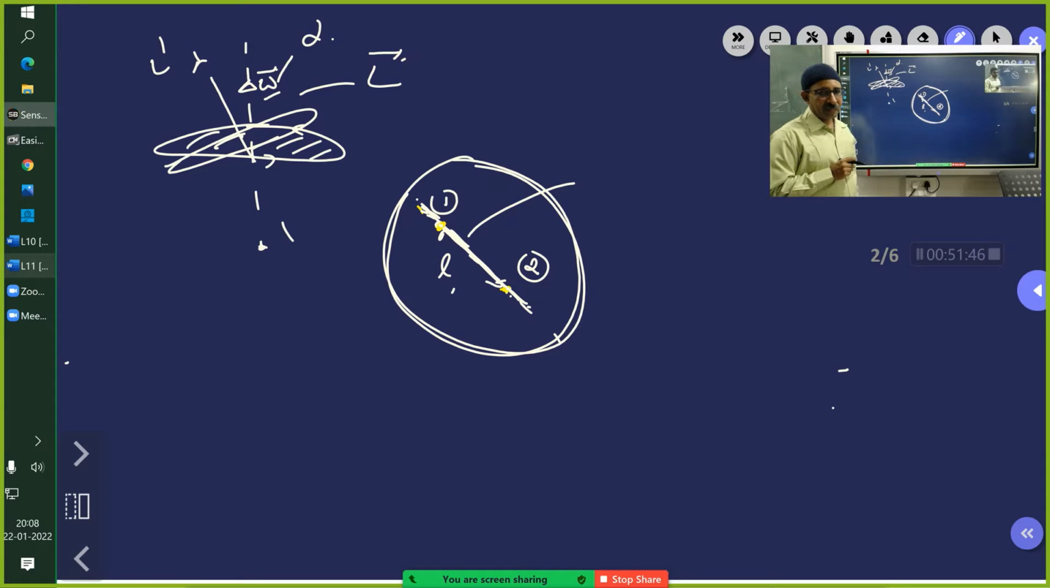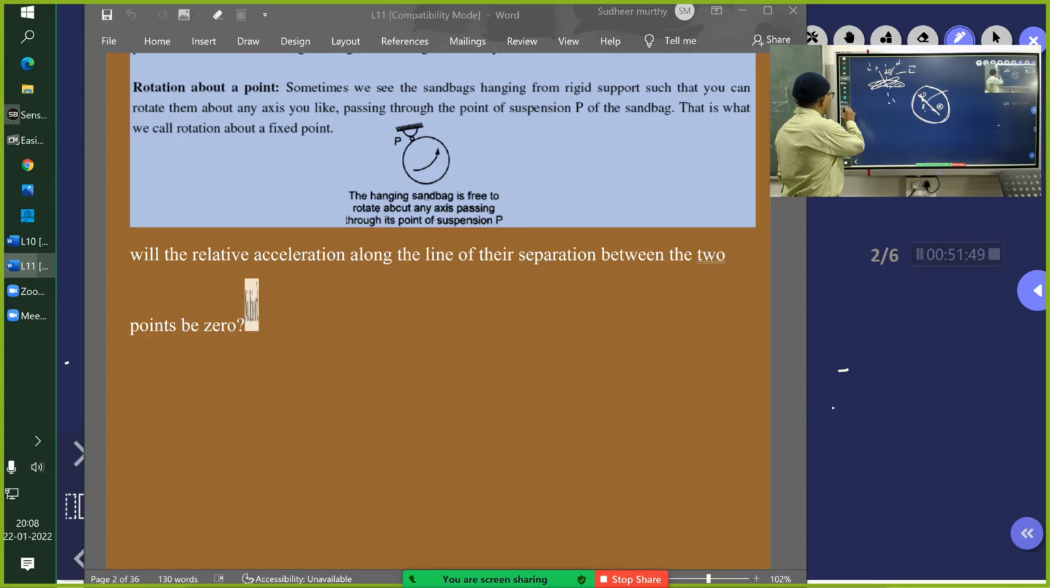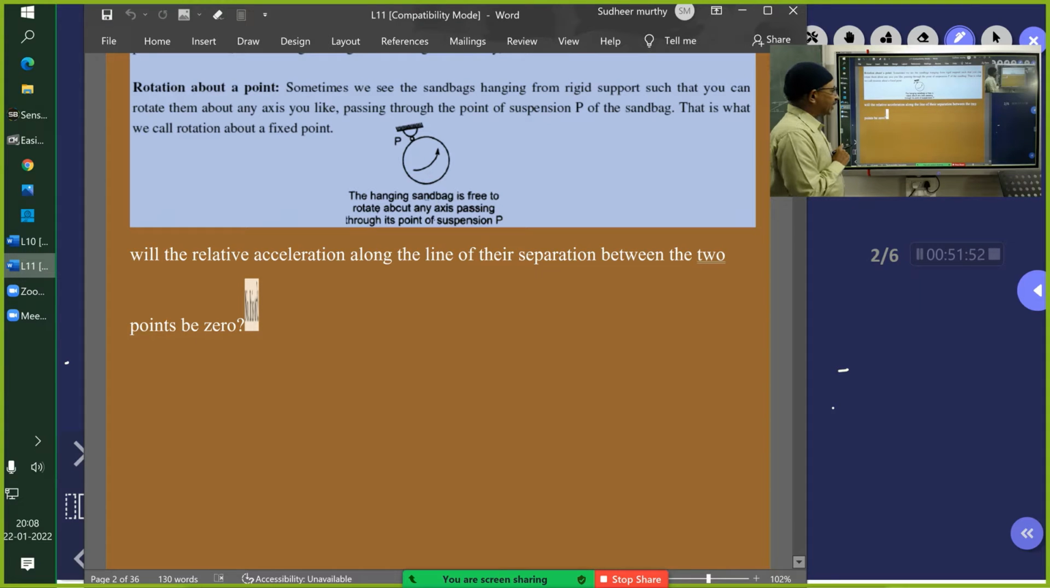Along that line, sir. Will the relative acceleration along the line of separation between two points be 0? Sir, yes, it will be zero. Sir, if the distance r is the same for point 1 and 2, then it will be 0. It will never be zero. Why? This is while the rigid body is rotating. It will always have centripetal acceleration. Sir, if the radius is the same, it will be. Why are you telling radius? Not radius, the distance from point 1.